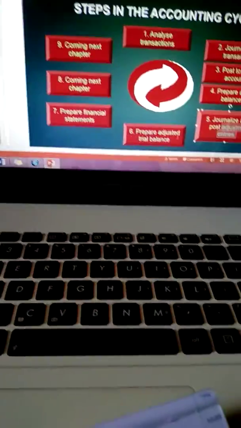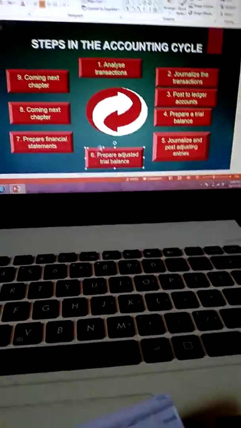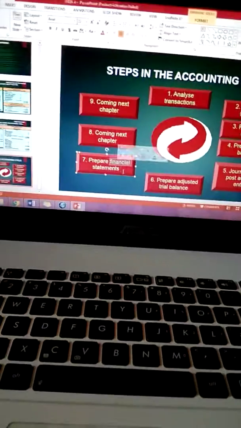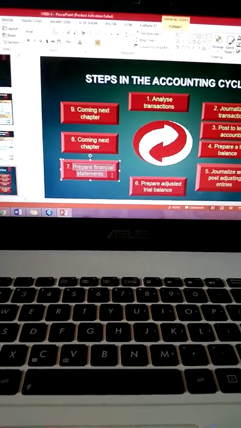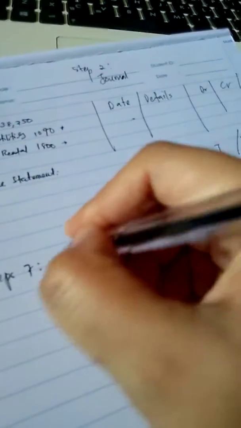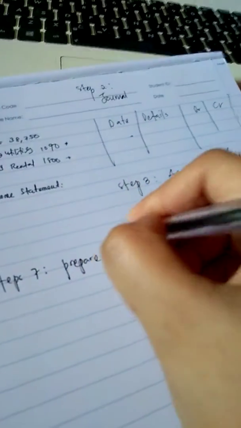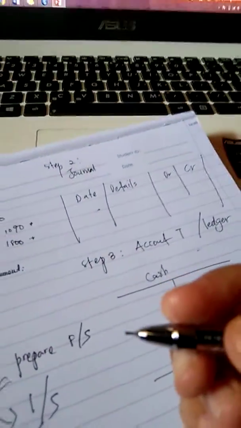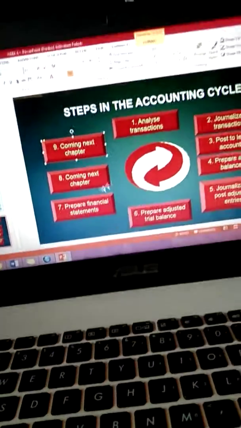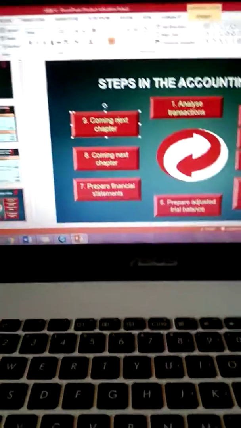The next one, prepare the adjusted trial balance, the thing that we learn in this chapter. Prepare financial statements, it is a simple sentence, but preparing financial statements has two parts. For step 7, prepare financial statements, you prepare either the income statement or the balance sheet only. You no need to study about owner's equity and so on. Just these two, income statement and balance sheet. Then number 8 and 9 are coming in the next chapter. So now, we go until step 7.